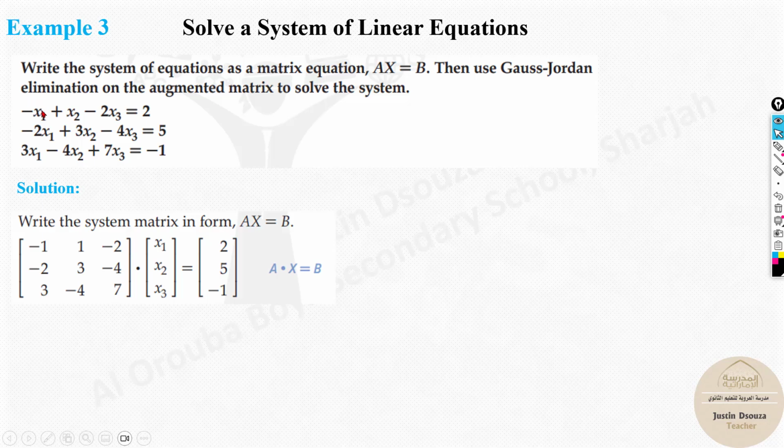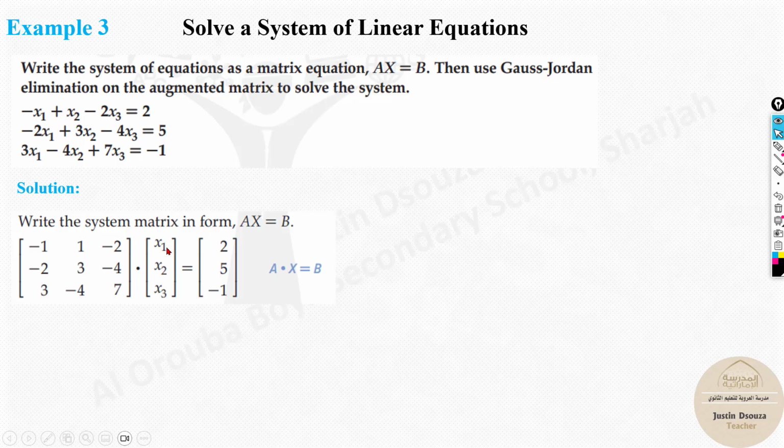Always the first term will be x1, then x2, x3. Even at the bottom it must be the same thing: x1, x2, x3. Sometimes you'll have x, y, z. If they're not in this form, then please rearrange it accordingly and write x1, x2, x3.